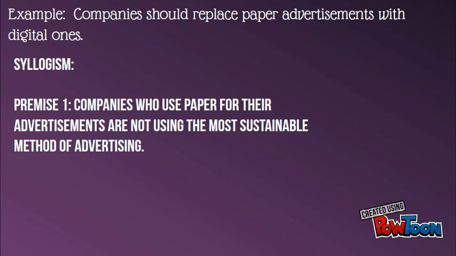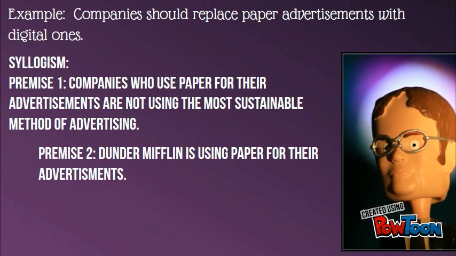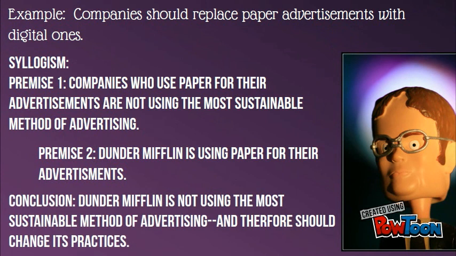What if, for example, you wanted to make the argument that companies should replace paper advertisements with digital ones? Well, first, you're going to need to come up with your syllogism. Let's say that premise 1 is companies who use paper for their advertisements are not using the most sustainable method of advertising. And let's say that premise 2 is that Dunder Mifflin is using paper for their advertisements. So your conclusion can logically be that Dunder Mifflin is not using the most sustainable method of advertising.